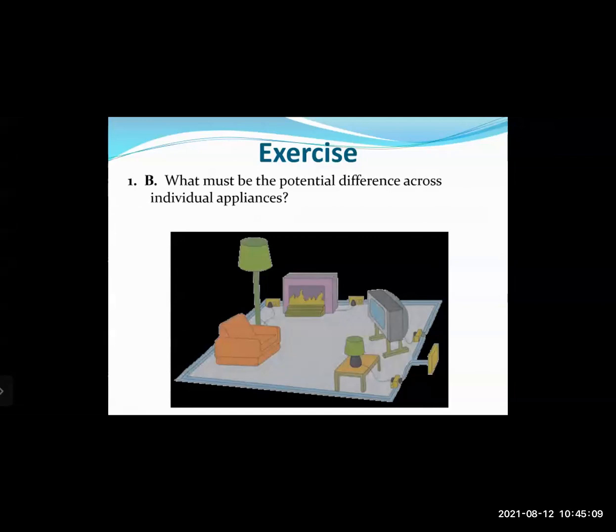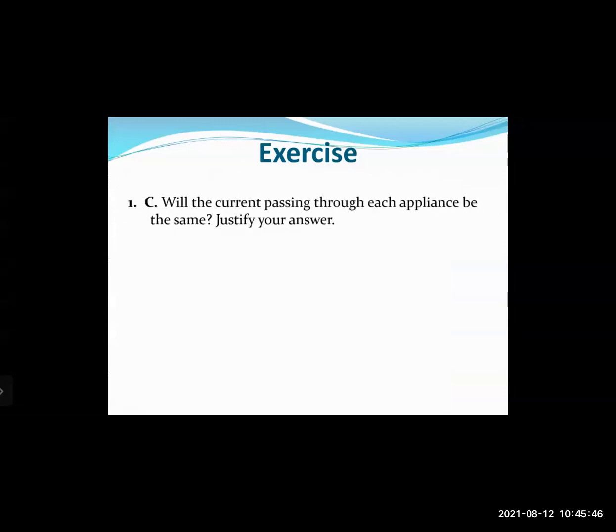What must be the potential difference across the individual appliances? Now, when we had studied the concept of parallel combination, you remember that the current across the individual resistors, means individual appliances, will change. But because all the appliances are connected across 2 points only, they will have the same potential difference, right? So the potential difference across individual appliances will be the same as the supply voltage. Whatever the supply voltage is, it will be the voltage supplied to all the individual appliances. Then next question 1C.